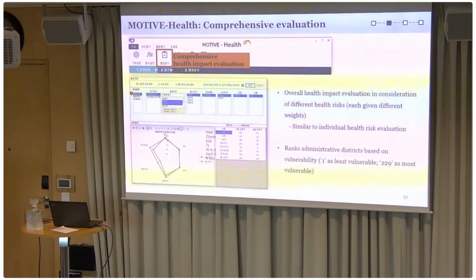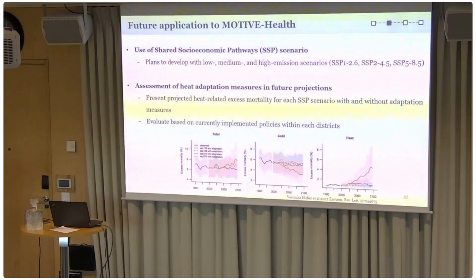So the local people will immediately know that they have a higher risk for air pollution and heat wave, and relatively smaller risk for the infectious disease. So we provide this kind of diagram for all 230 local governments so that they can be prepared for the major risks of climate change related problems. And currently we are using SSP scenarios.